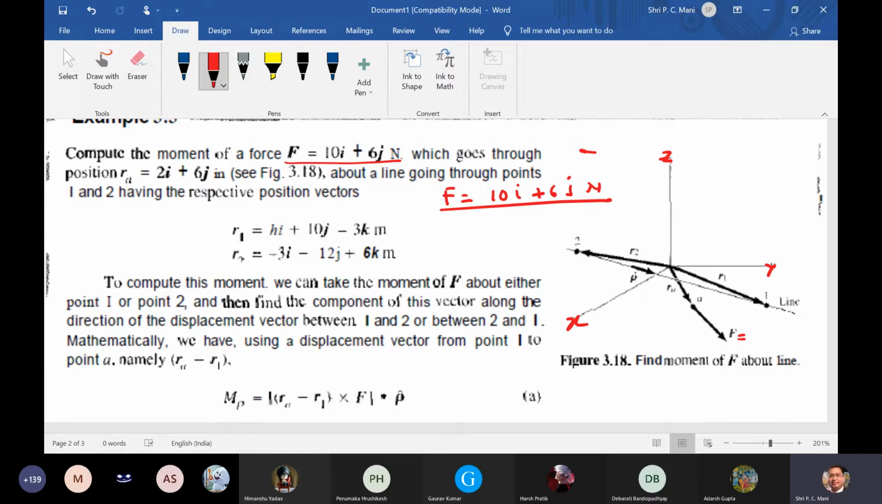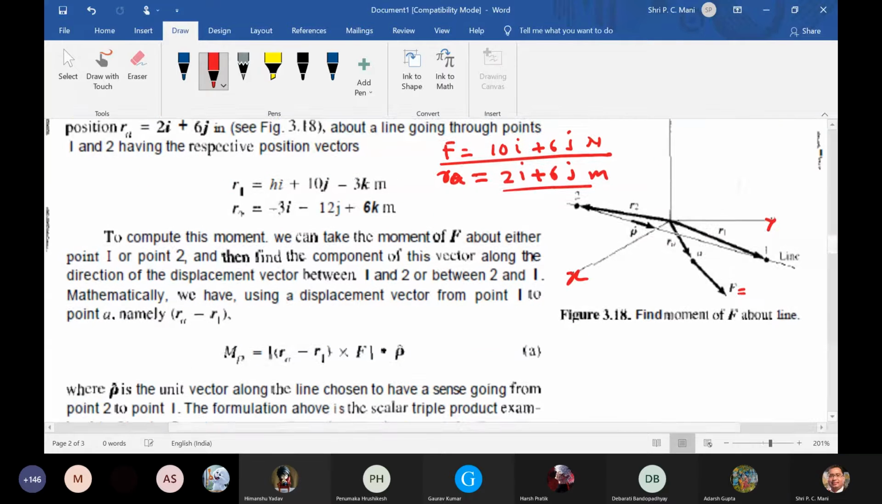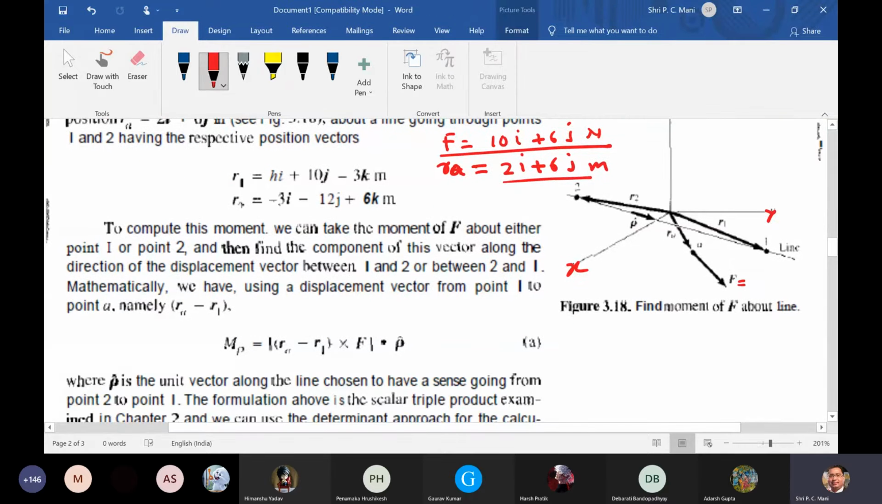And RA is given from the origin, that is 2i plus 6j, in meters. Clear? Now it is said that there are 2 points, 1 and 2. This is 1 and this is 2. So R1 is there and R2 is there, 2 position vectors. For the first point, the position vector is R1. For the second point, the position vector is R2.